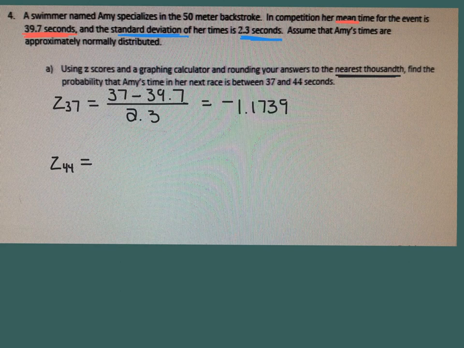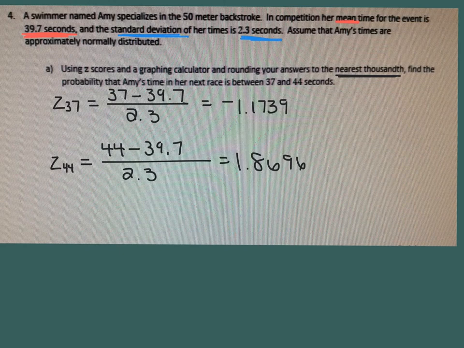Now we're going to do the same thing with the 44. This time, our value is 44, and I'm going to subtract the mean from that, which again is 39.7, and divide that by the standard deviation, which again is 2.3. And when I plug that in my calculator, I get 1.8696 to the nearest 10,000th.